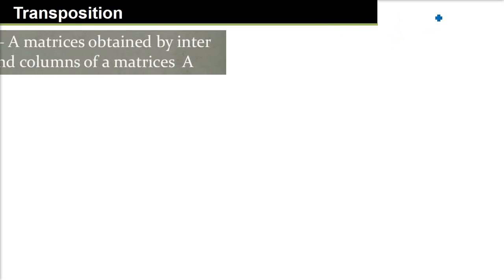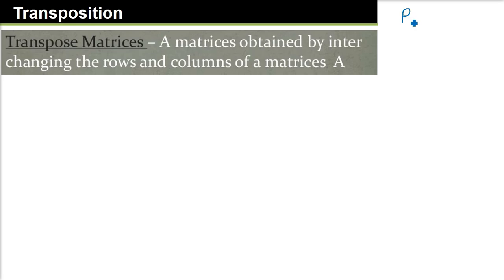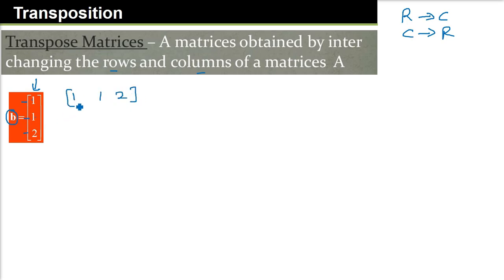Transpose of a matrix is simply interchanging the rows into columns or columns into rows. It can be a symmetric matrix, it can be a skew matrix, or some other matrix. If I have a very simple matrix, this is called a column matrix. It has elements in the column. When you convert this column into a row, 1 here, 2 here, this is the transpose matrix.